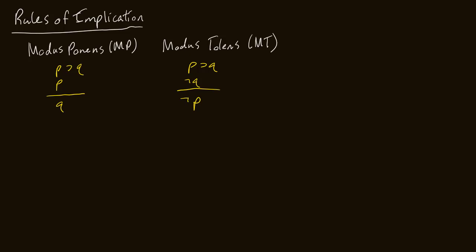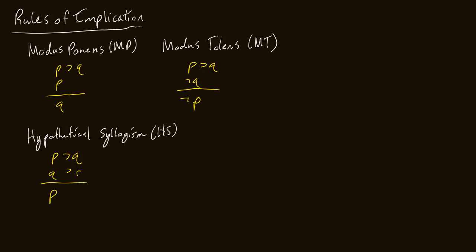Okay, now the third rule of implication is hypothetical syllogism. Look at these big words we're getting into. I'm really hoping that I'm spelling these right. HS. What is a hypothetical syllogism? Well, let's get our yellow marker out now. What hypothetical syllogism tells us is if we have P then Q and Q then R, what we can deduce is P then R.